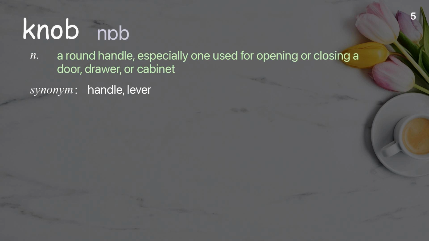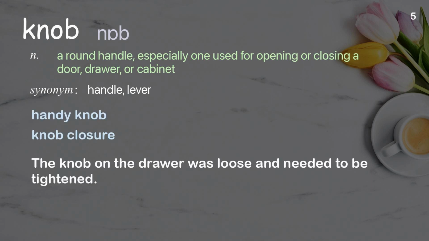Knob. A round handle, especially one used for opening or closing a door, drawer, or cabinet. Examples: Handy knob. Knob closure. The knob on the drawer was loose and needed to be tightened.